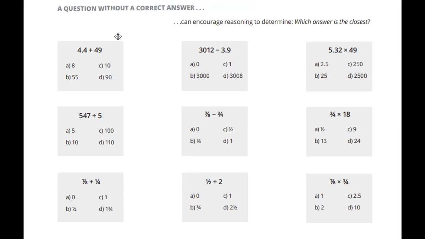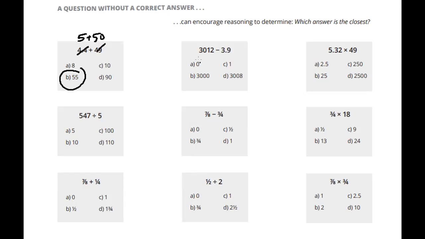Okay, this first one, Isaiah, we have 4.4 plus 49. Which answer would you go with? Well, it would be 53.4. You're supposed to be estimating. Closest one is 55. So how could you estimate? You could just change this to 5, and you could even change this to 50. And now you have 5 plus 50. Ta-da, 55.